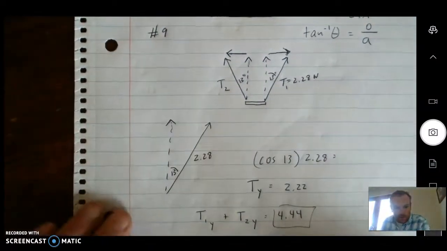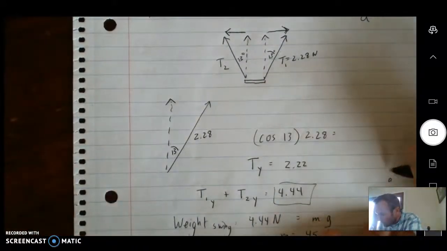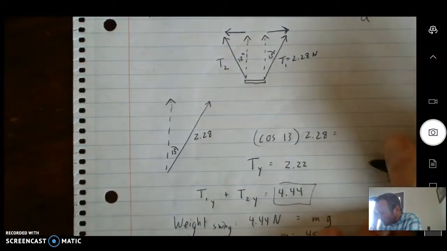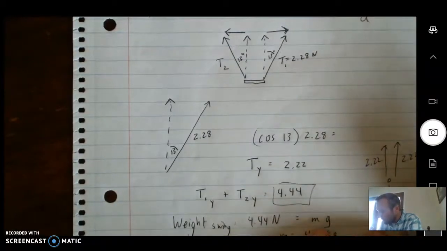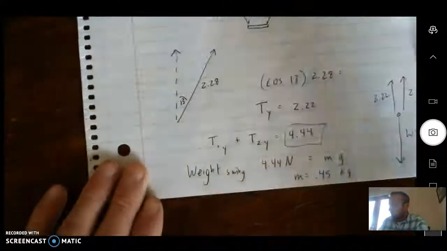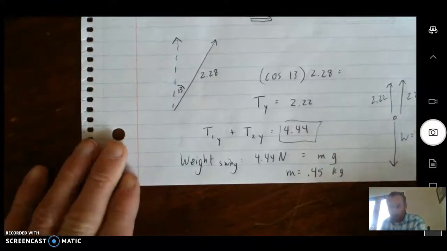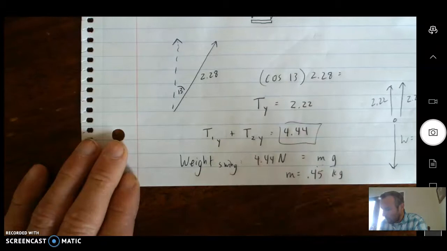But let's take it a step further and find the mass of the swing. We realize that in the free body diagram I've got 2 forces of 2.22 newtons up that are balancing the weight of the swing, which must be 4.44 down. And we can set 4.44 equal to the weight, mg, and then solve for the mass of the swing by dividing 4.44 by 9.8.